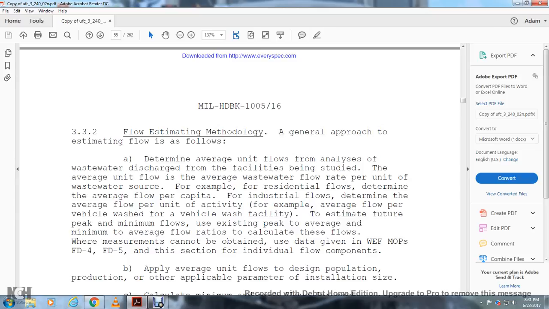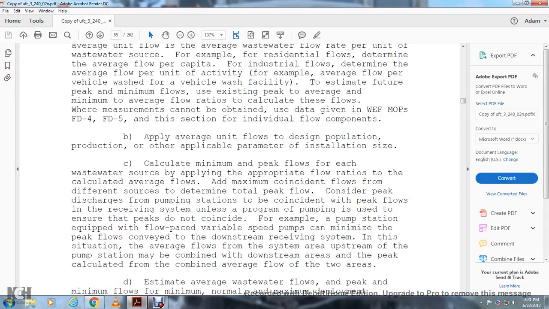For example, the average flow per vehicle wash for a vehicle wash facility. To estimate the future peak or minimum flow, use existing peak-to-average or minimum-to-average flow ratios to calculate the flow. If measurements cannot be obtained, use the data given in the Water Environment Federation MOPs FD4 and FD5 on individual flow components. Apply the average unit flow to the design population, production, or other applicable parameter of the installation. To calculate the minimum and peak flow for each of the water sources, apply the peak flow ratio to the calculated average flow, then sum the maximum coincident flow for the different sources to determine the total peak flow.